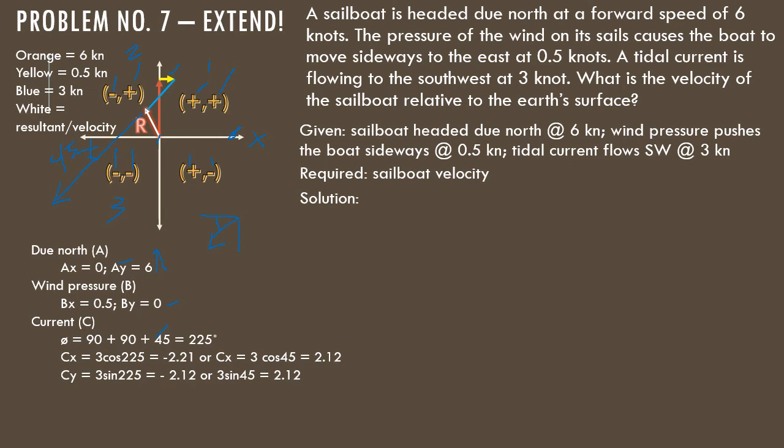So, Cx is equal to 3 cosine 225 is equal to negative 2.12, or we can use cosine 45 naman. Cx is equal to 3 cosine 45. However, our answer will be positive 2.12. So, pwede naman maging 2.12. Then, i-take note na lang natin na negative yung x niya. So, pag i-drawing na natin siya is negative siya.